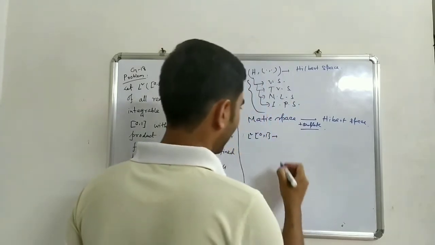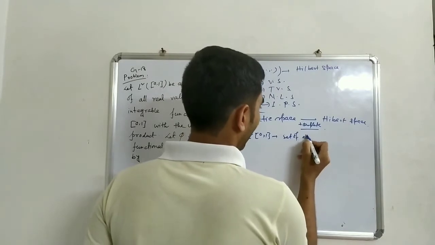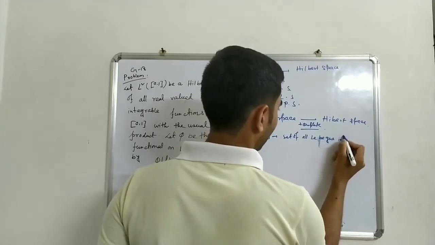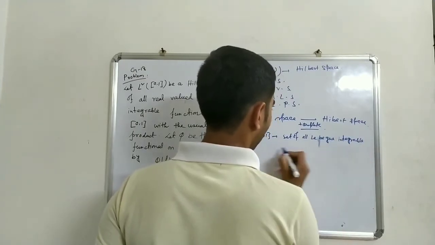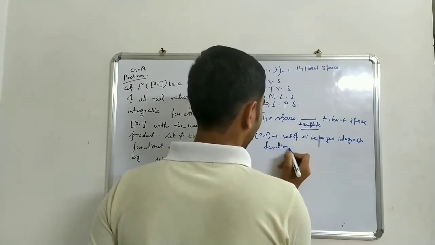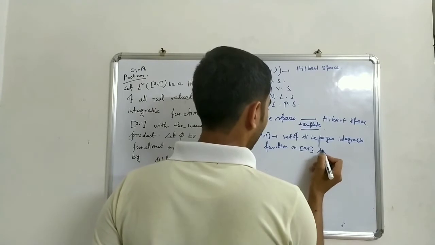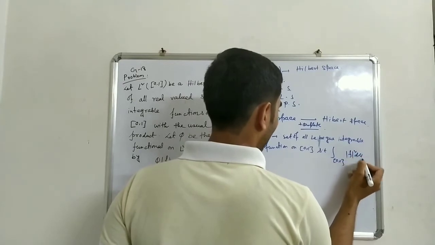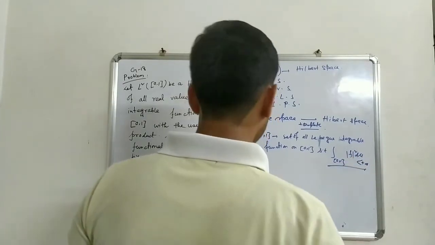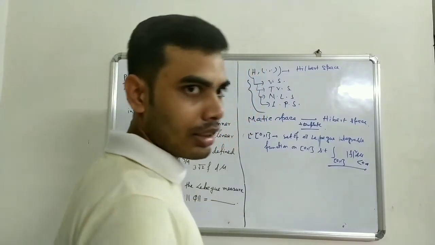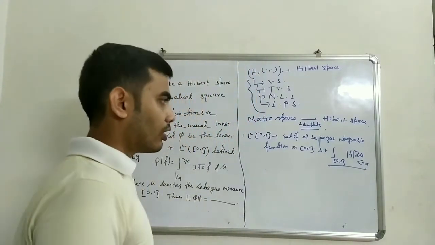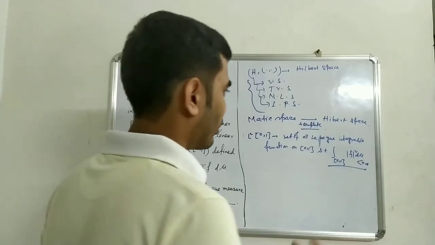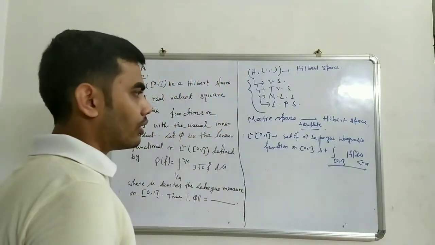L2 closed interval 0 and 1 is also the set of all Lebesgue integrable functions on closed interval 0 and 1 such that the integration over closed interval 0 and 1 of mod of f square d mu is less than plus infinity. Here mu is the Lebesgue measure on closed interval 0 and 1.